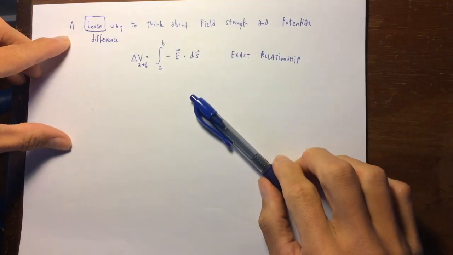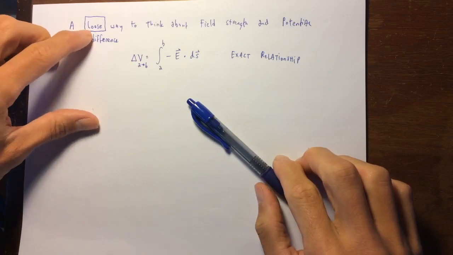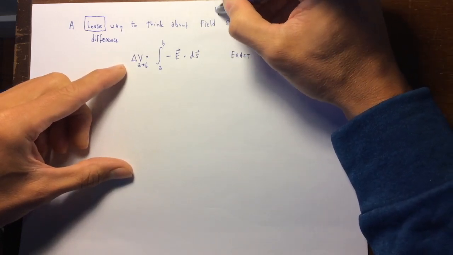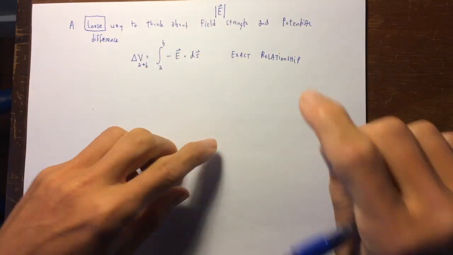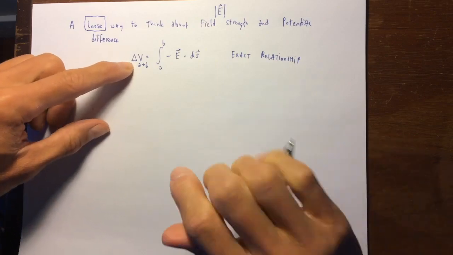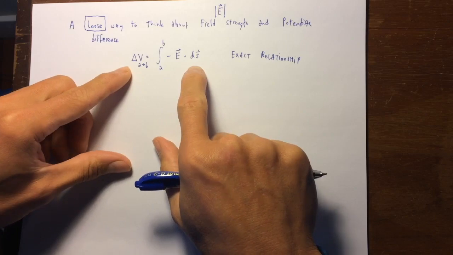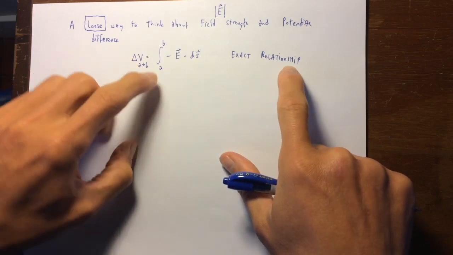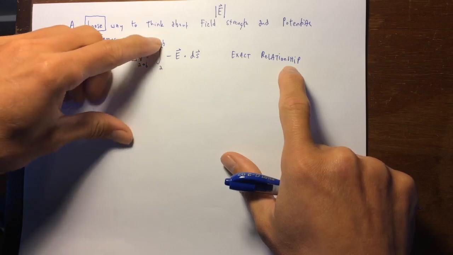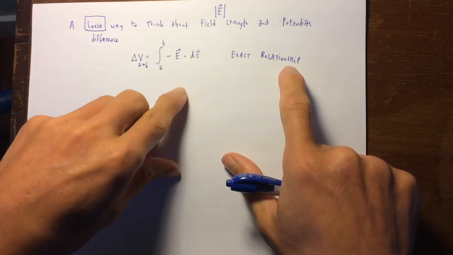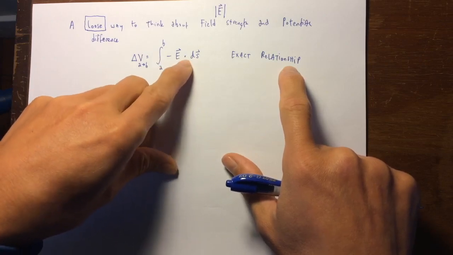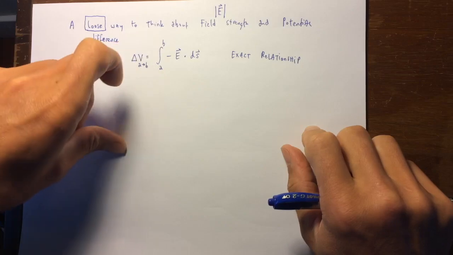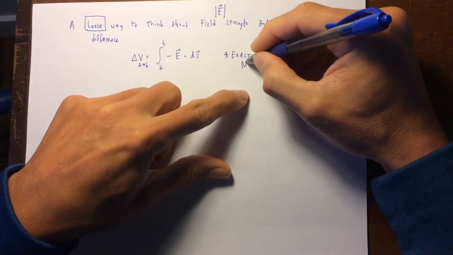So what I'd like to talk about next is a very loose way to think about the relationship between electric field strength, the magnitude of the field, and the potential difference, delta V. What I've written down is the exact relationship. If I have an electric field throughout space, the potential difference between two places is the integral of the negative of that electric field dotted with displacements along any path that I choose from place A to place B. This is exact. This is not loose at all.